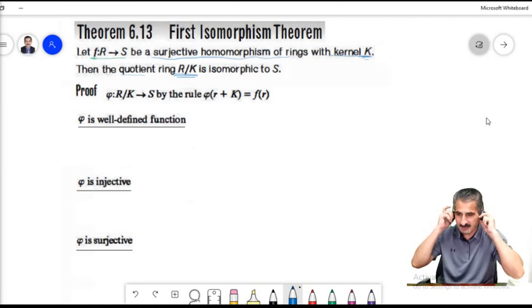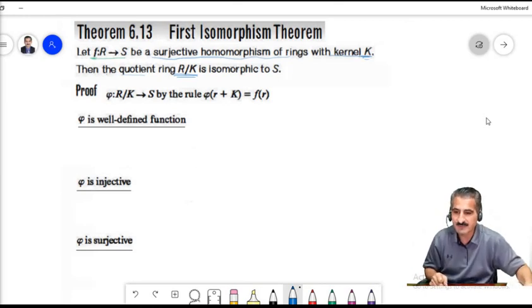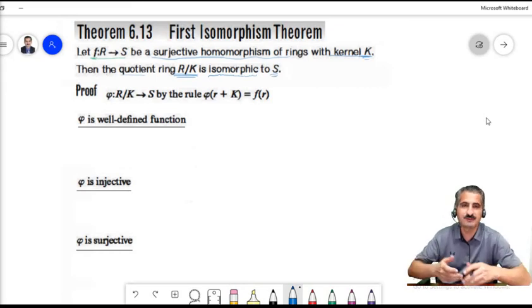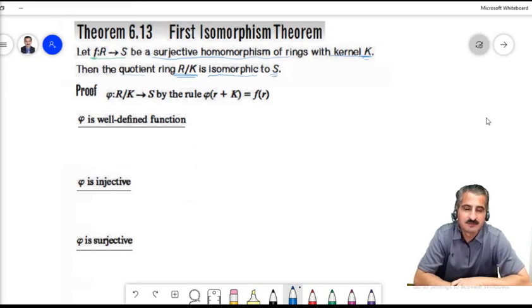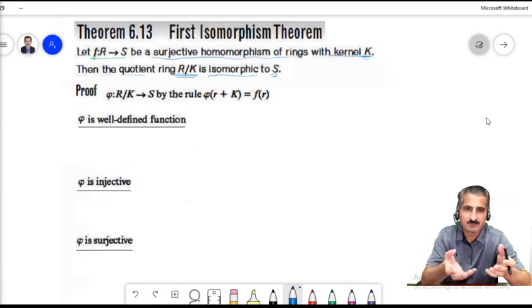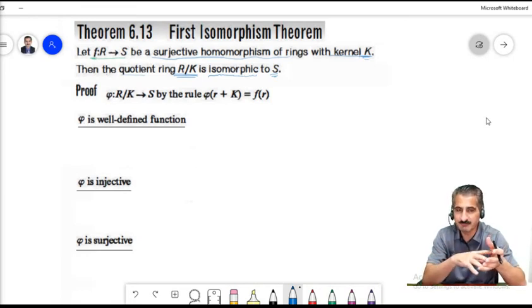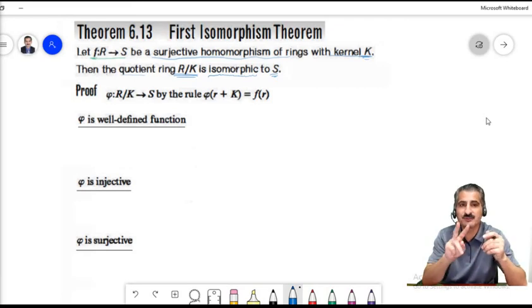So we can say R over K, the factor ring, is isomorphic to S. So it is the same as S. It has the same structure as S. So R over K and S, we look at them as one ring. The elements have different shapes, but the algebraic structure is the same. There's a one-to-one mapping between these two rings, which preserves the two operations.